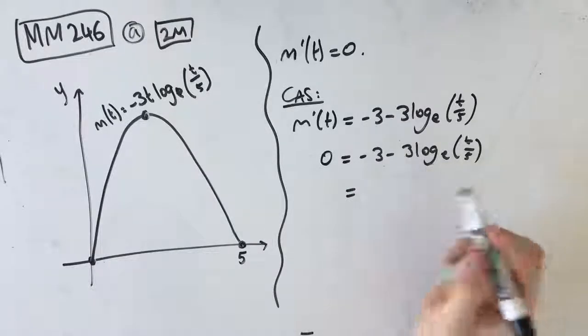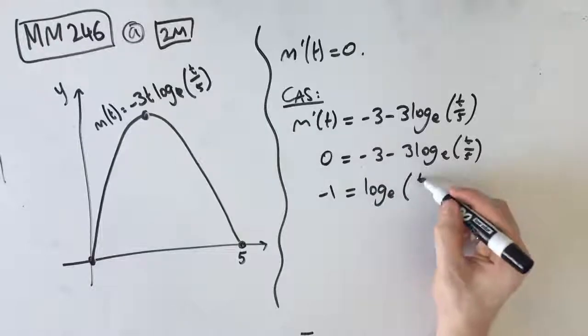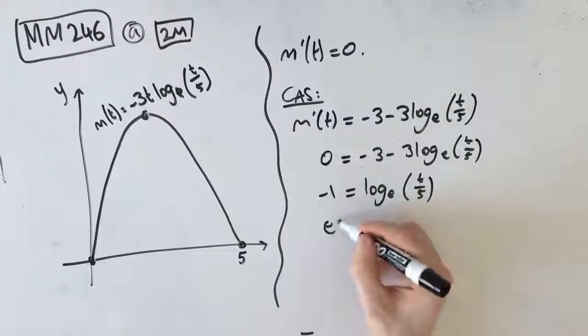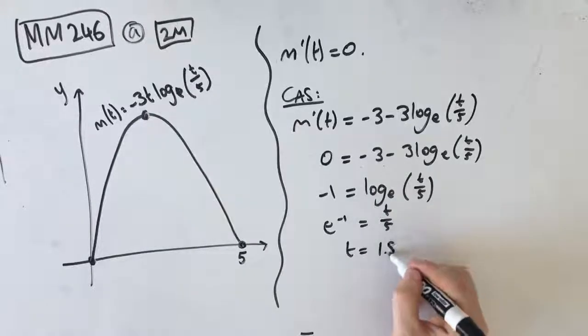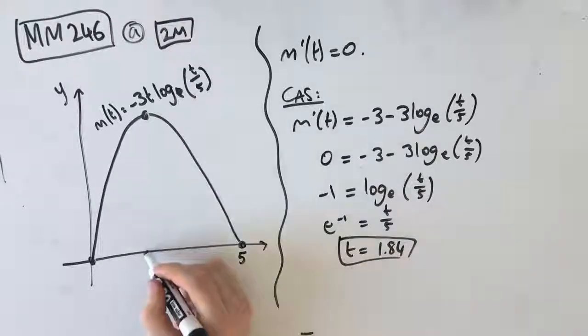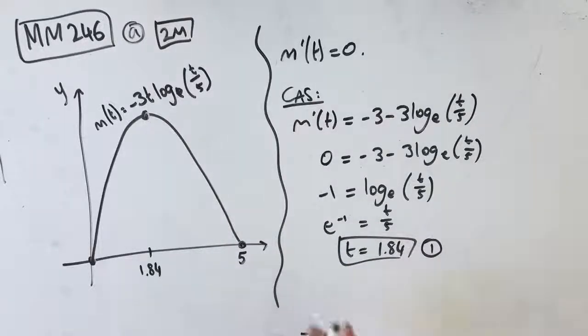Rearranging all this, we get negative 1 is equal to log e of t on 5, which means that e to the negative 1 equals t on 5, so t is equal to 1.84. So at this point here, t equals 1.84. And that's our first mark, okay? But we're not looking for that. We're looking for our maximum concentration of chest hairs.